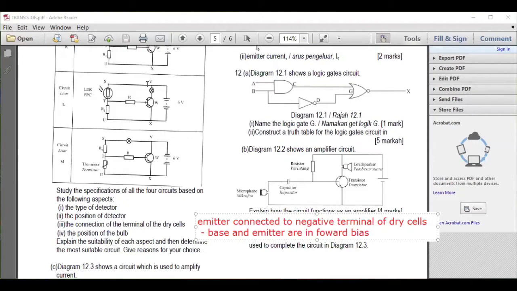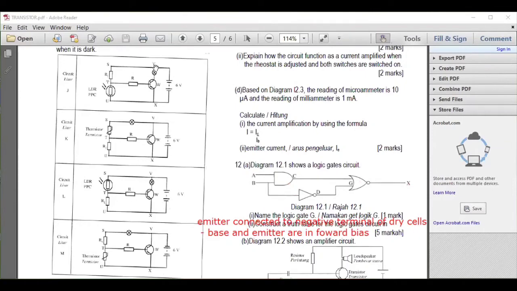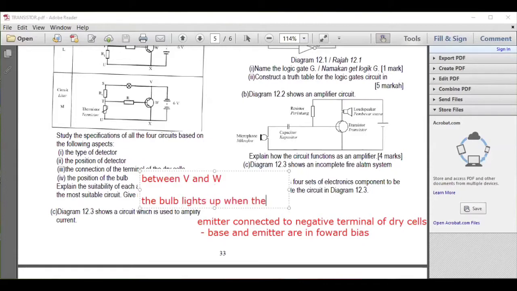Now the position of the bulb. The bulb we must put at the collector here. You can say between V and W, because you already put alphabets here. Between V and W, not here. So the position of the bulb is between V and W. Reason: the bulb lights up when there is collector current.